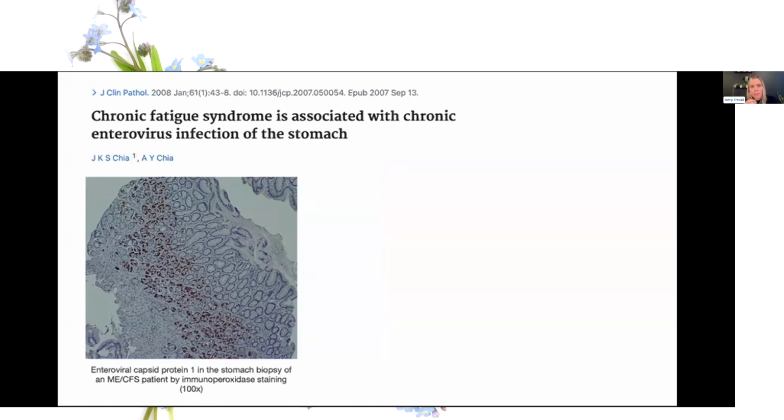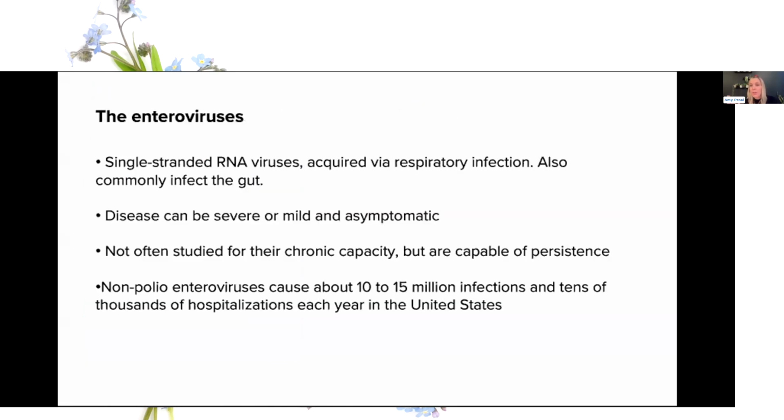This is, for example, a 2008 paper where he got tissue also from the guts of patients with ME/CFS, or chronic fatigue syndrome in this paper, in the title. Then he stained it and he found the enterovirus capsid protein. Also in some of his studies, he's found the RNA, or the actual backbone of enterovirus, in these gut tissue samples as well.